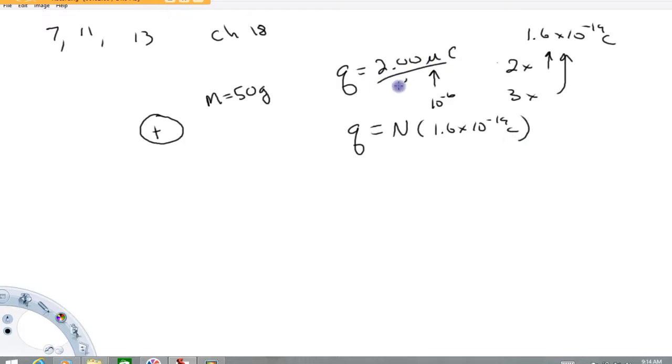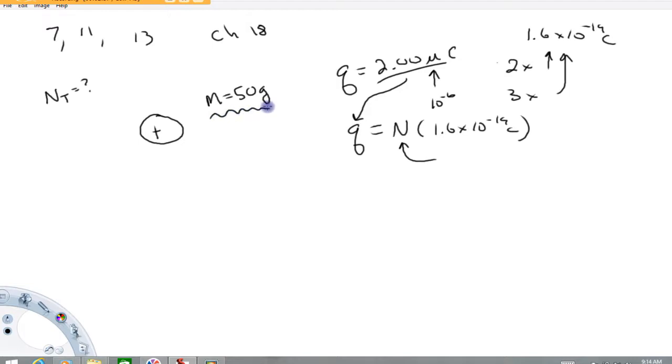So the charge is given in the problem. This is going to allow you to calculate n, how many electrons are actually lost. Okay. Now, the question asks for what fraction of the electrons are gone. So in order to know that, we need to know n sub t, the total number of electrons. Well, let's start with this 50 grams.